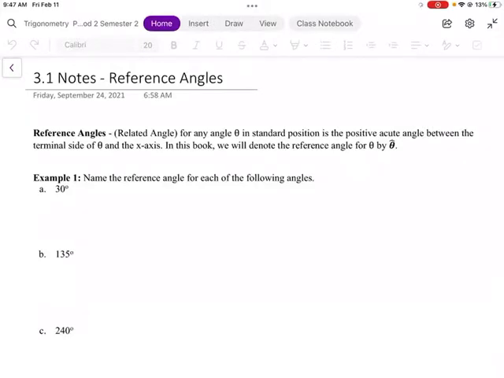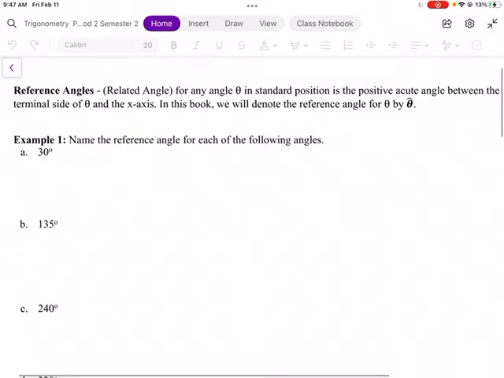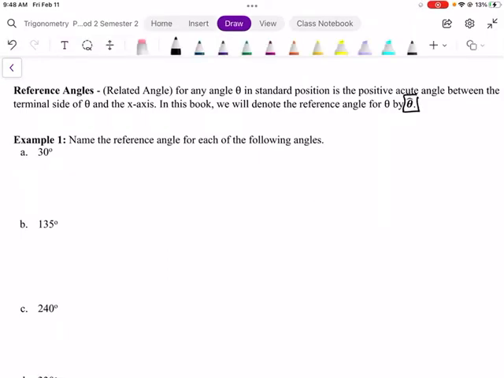Section 3.1 is on reference angles. Reference angles are also called related angles. For any angle theta in standard position, meaning that it starts at the positive x-axis and goes counterclockwise, the reference angle is the positive acute angle between the terminal side of theta and the x-axis. So that could be the positive or the negative x-axis. And in this book, you are going to see the reference angle for theta represented by theta with a little caret above it, and that means reference angle.